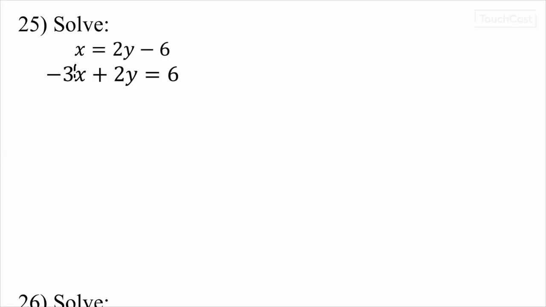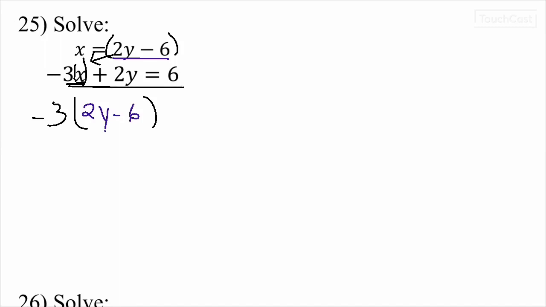So x, because the top one solved for x, is no longer going to be in the bottom equation. Instead of this x here, right there, it's going to be replaced with 2y minus 6. So let's do this. So negative 3 stays, the x goes away, and inside the parentheses we get 2y minus 6. And then we need the rest of the equation here, so I need to go plus 2y equals 6. Distribute.